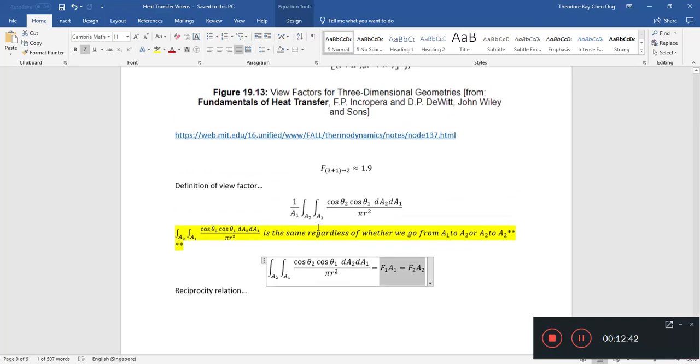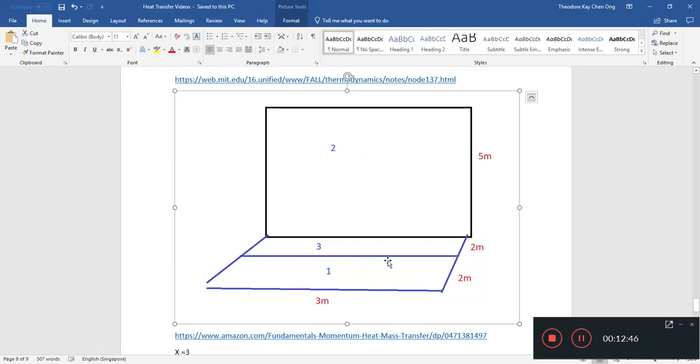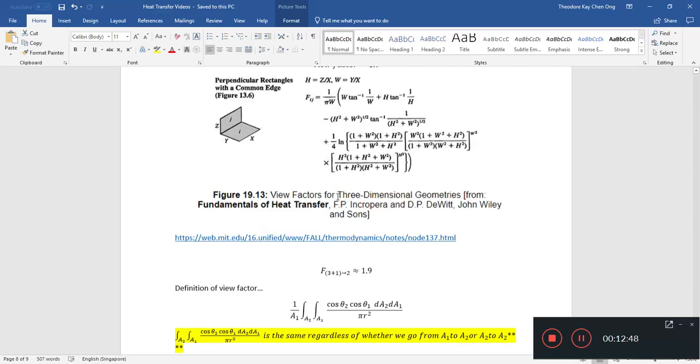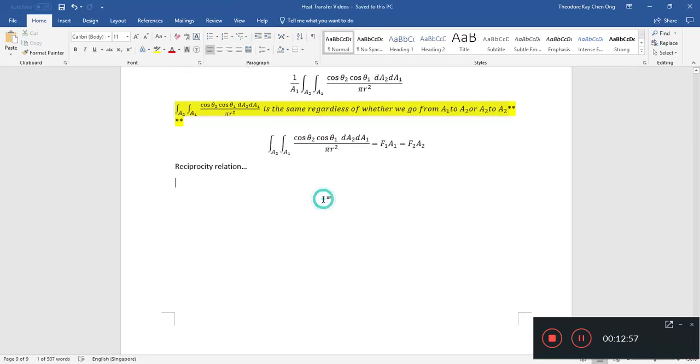So okay, we want the one going from 1 to 2. So are we on the right track? Answer is yep. We are going from 3 plus 1 going to 2. Okay, so that's the first view factor we need.